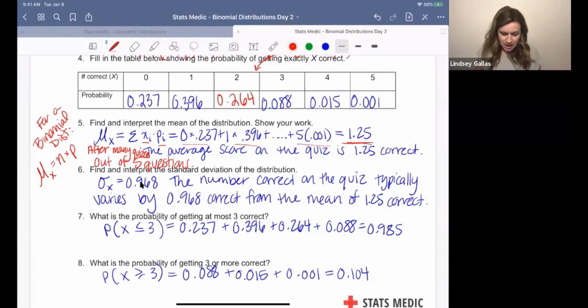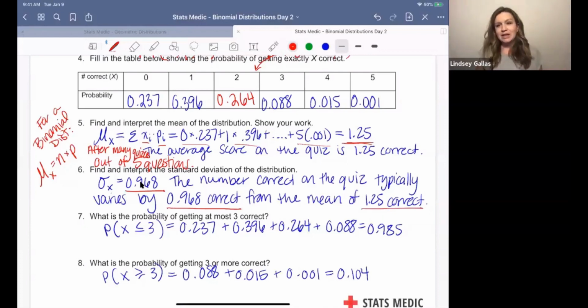All right, excellent. Number 6, you probably did this in your calculator using your frequency list. I got a standard deviation of 0.968. You could find that by hand if you wanted. And that is again telling me the number correct on the quiz typically varies by 0.968 correct from the mean of 1.25.